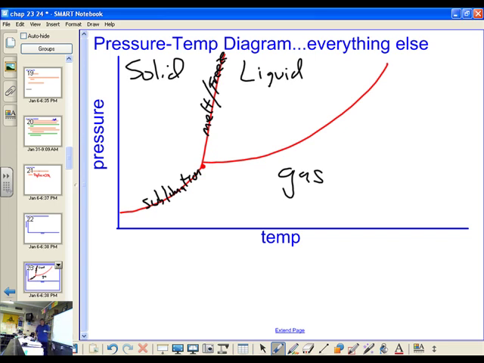This line is our melting and freezing line. So you're going to have solid and liquid together. When you're on the line, there's going to be two states. Condense and boil along that line. Sublimation.